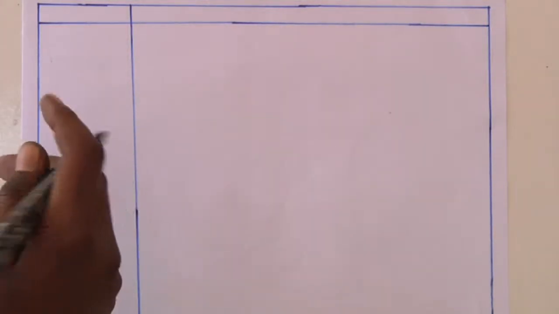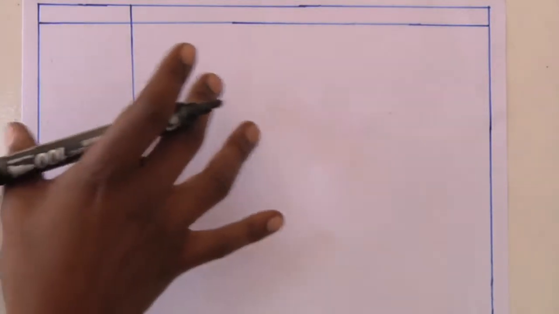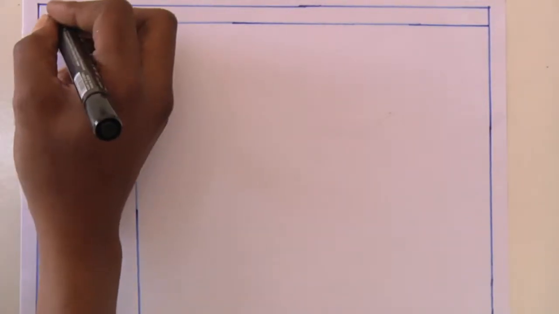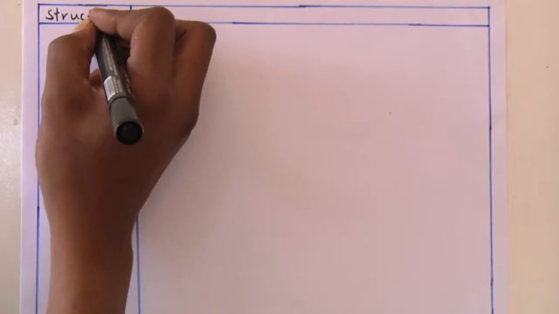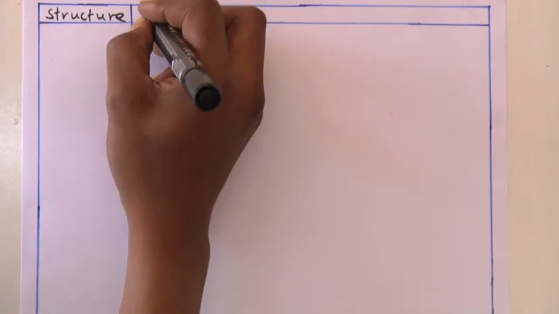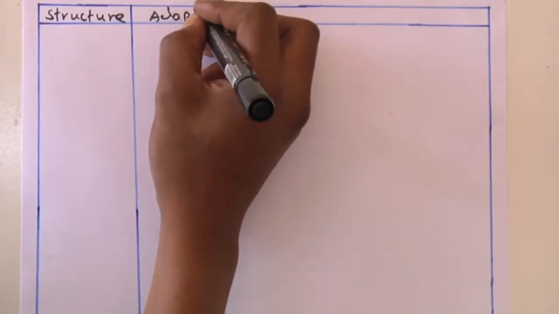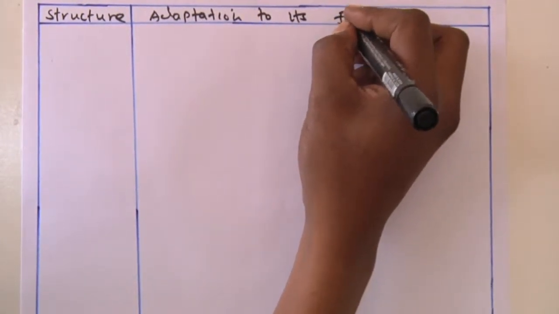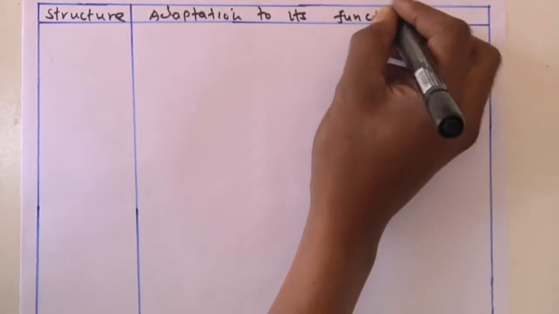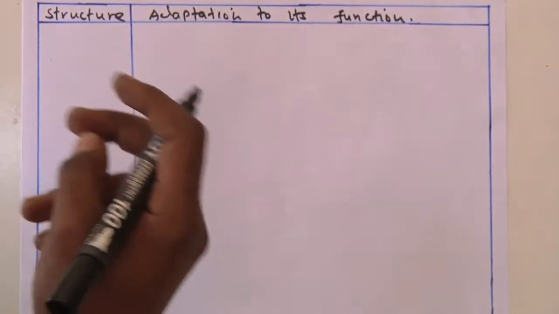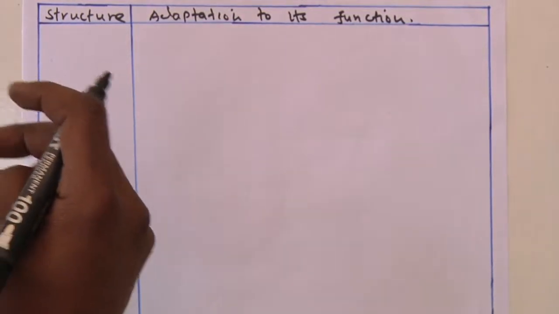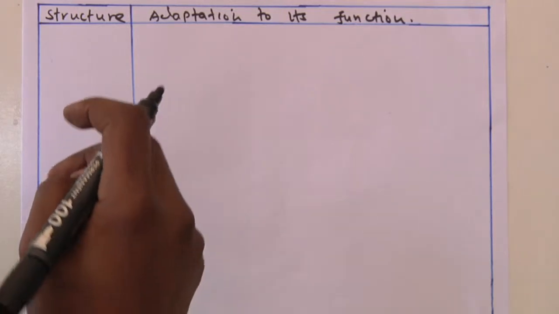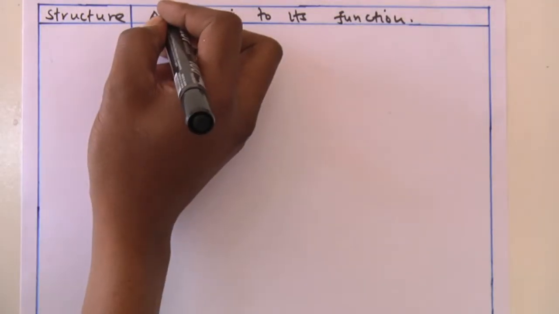We want to look at the different structures that make up these cervical vertebrae and the role they play. So we are going to look at the structure and the adaptation to its function. Because we've said the cervical vertebrae are 7 in number, so the first 2 are what we call the atlas and the axis, then the rest are still called the cervical vertebrae.